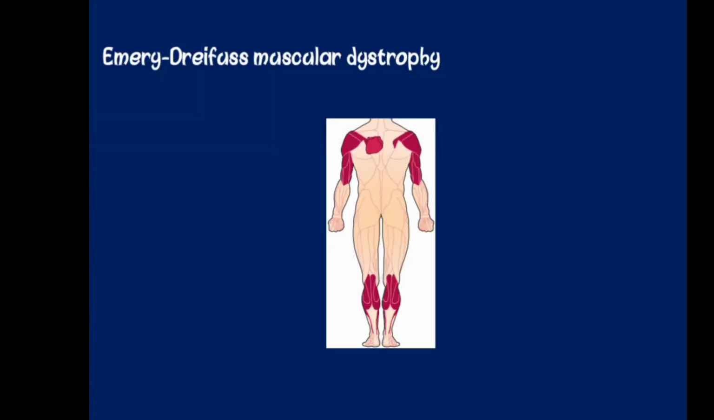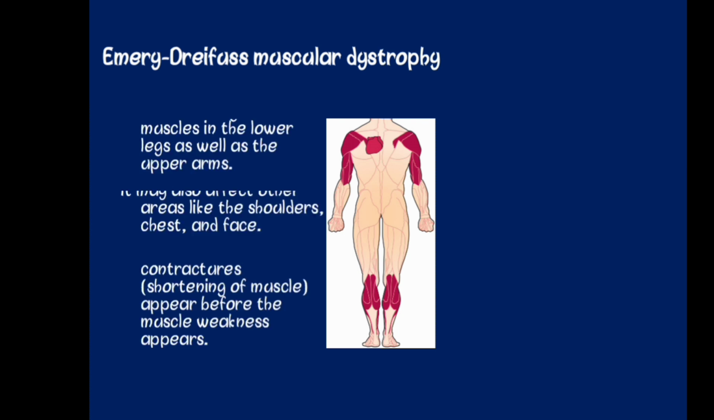Now let's talk about another type, that is Emery-Dreifuss muscular dystrophy. Emery-Dreifuss muscular dystrophy primarily affects children and young adults assigned male at birth. It typically causes muscle weakness in the shoulders, upper arms, and shins, while also impacting the heart. The progression of EDMD is generally slow. Usually, the muscle contractures, that is, shortening of the muscle, appear before the muscle weakness appears.